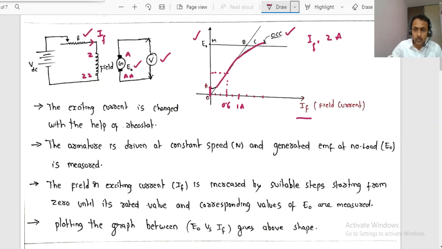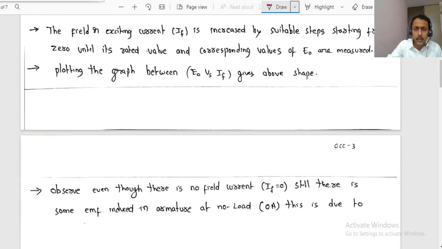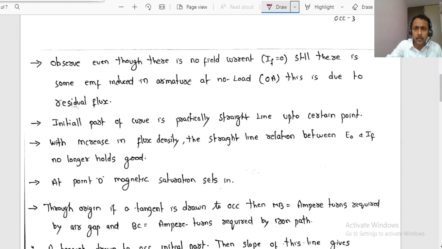So this is about the OCC, and observe here, IF is 0, still some voltage is induced, and that is due to the residual flux. The initial part seems to be a straight line, later it becomes curved in nature. With increase in the flux density, that straight line no longer appears.